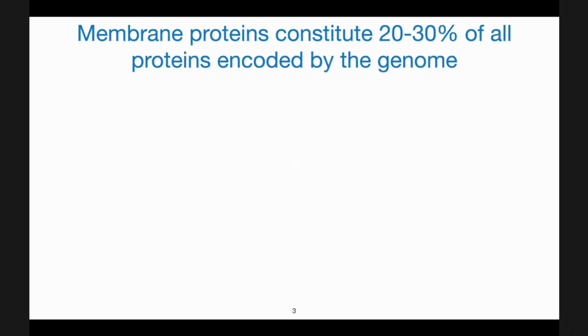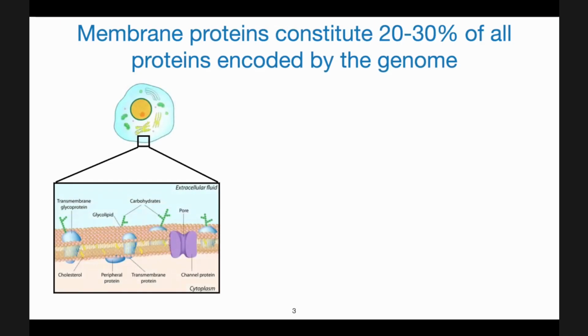Okay, so I will start from the basics. Membrane proteins constitute 20 to 30% of proteins encoded by the genome. All organisms are made up of cells, and these cells have membranes, and these membranes are made up of carbohydrates, lipids, and proteins. Proteins in the membrane are called membrane proteins, and they could be either embedded in the membrane, like transmembrane proteins, or just associated with the membrane, called peripheral proteins.